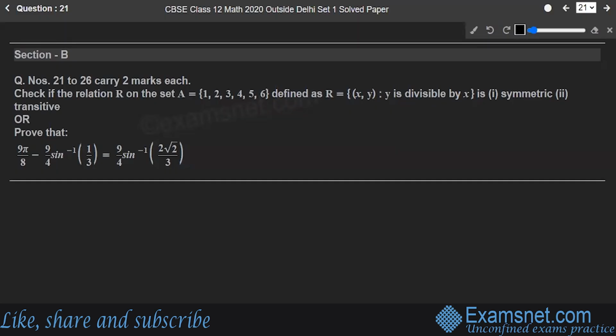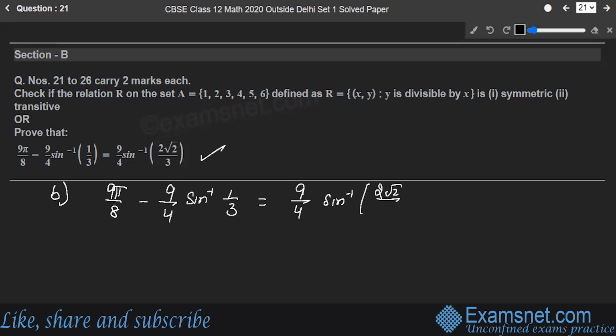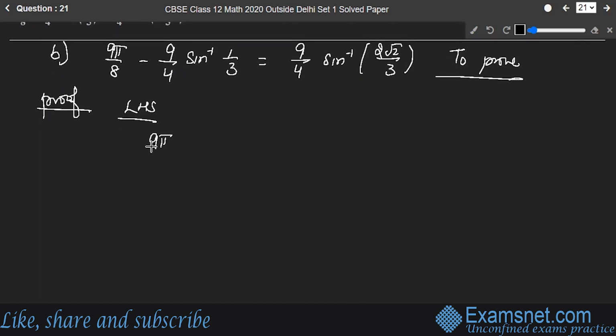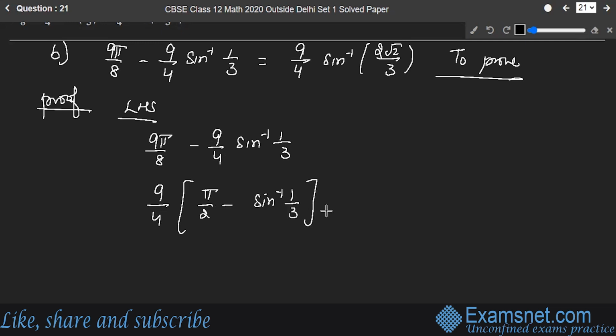Let's move with the B part of this question now. You have to prove that this statement is true. Here is 9π/8 − (9/4) sin⁻¹(1/3) = (9/4) sin⁻¹(2√2/3). This is to prove. Let's go with the proof now, with the LHS. You have 9π/8 − (9/4) sin⁻¹(1/3). I'm taking 9/4 common, so this is equal to π/2 − sin⁻¹(1/3).